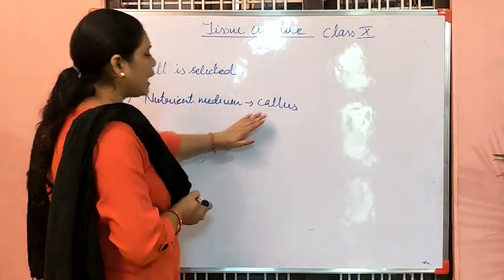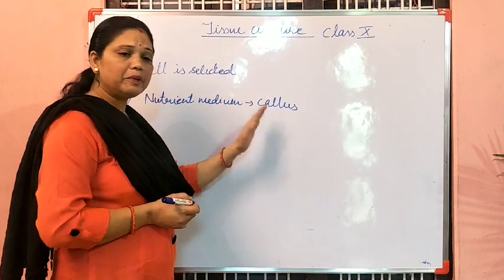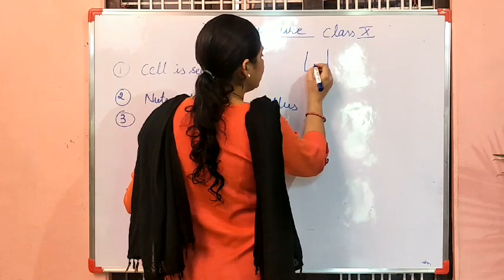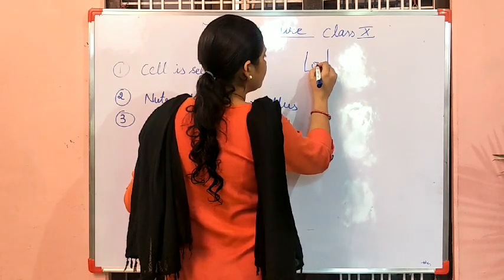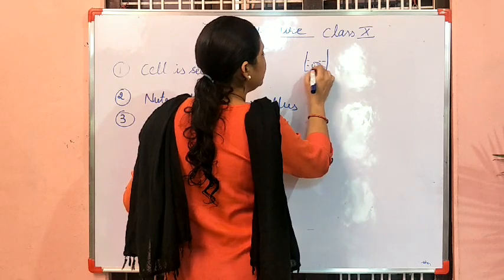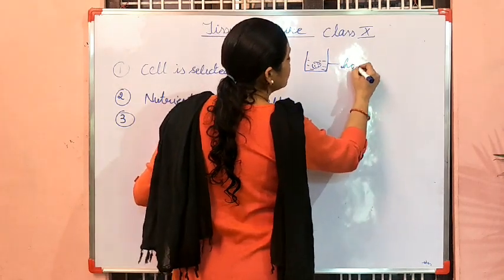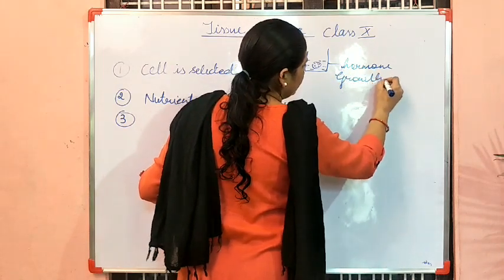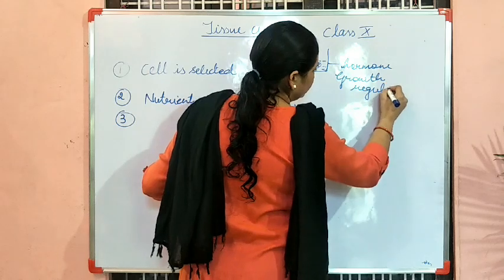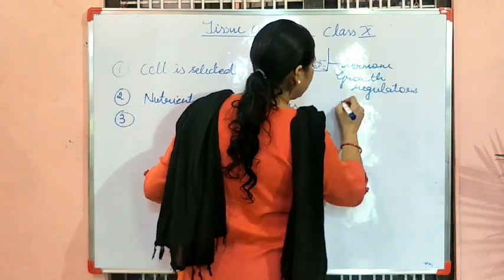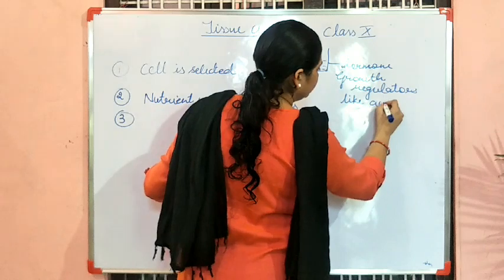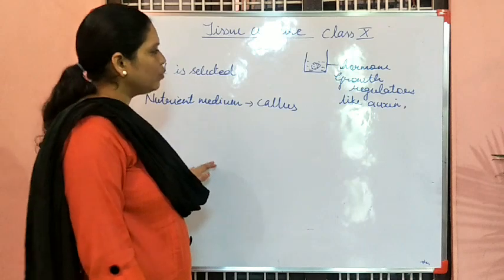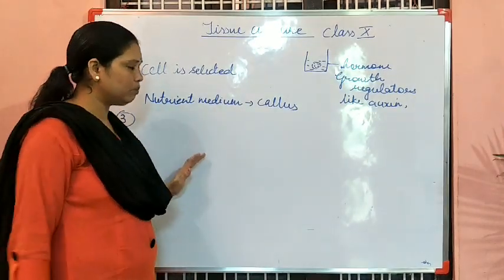Third, when the callus is formed, the nutrient medium is changed and it is kept in another jar. For example, this is a jar, this is a ball of cells, and it is kept in another medium which is rich in hormones. Which hormones? Growth regulators, like auxin, gibberellin, cytokinin. These are the growth regulators or growth promoters.